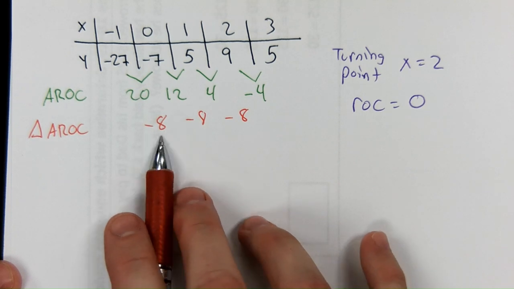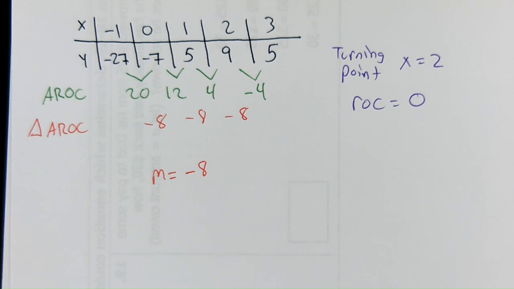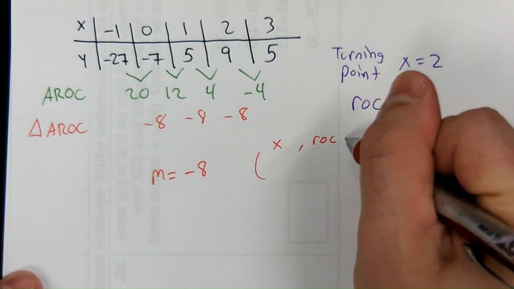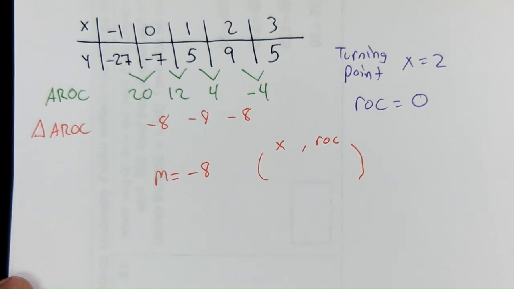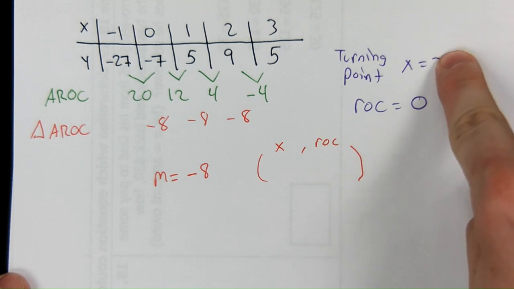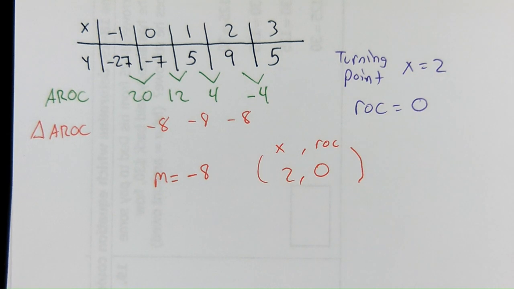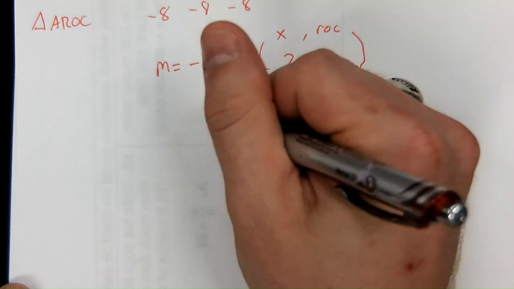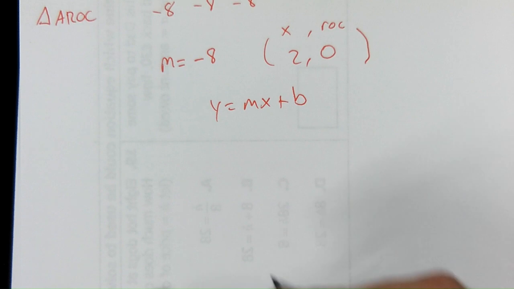And this number right here would be the slope of our rate of change function. And a coordinate that is x comma rate of change is needed to help us find the equation here. We have one of those coordinates. At x equals 2, the rate of change is 0. And now we can write a y equals mx plus b that gives us the rate of change function for this quadratic.